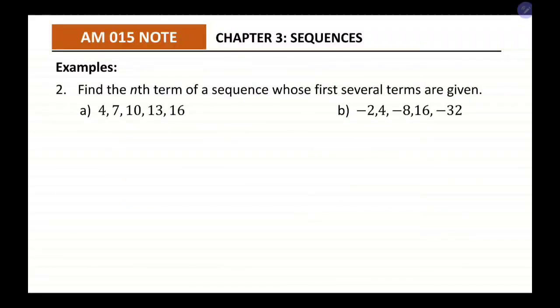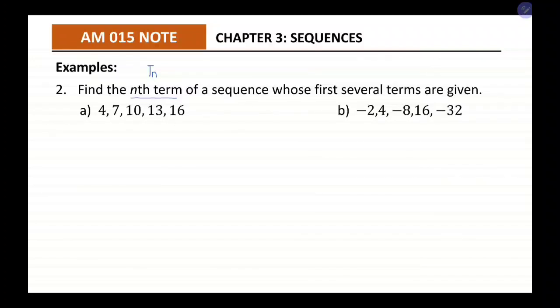We go to question number 2. Find the n term of a sequence whose first several terms are given. Question A. Given sequence 4, 7, 10, 13 and 16. We want to find the n term. N term means we want to find Tn. Okay, to find Tn for this sequence, we must check whether this sequence is arithmetic or geometric. Still remember what is geometric and arithmetic? Okay, arithmetic we use D and geometric we use R.